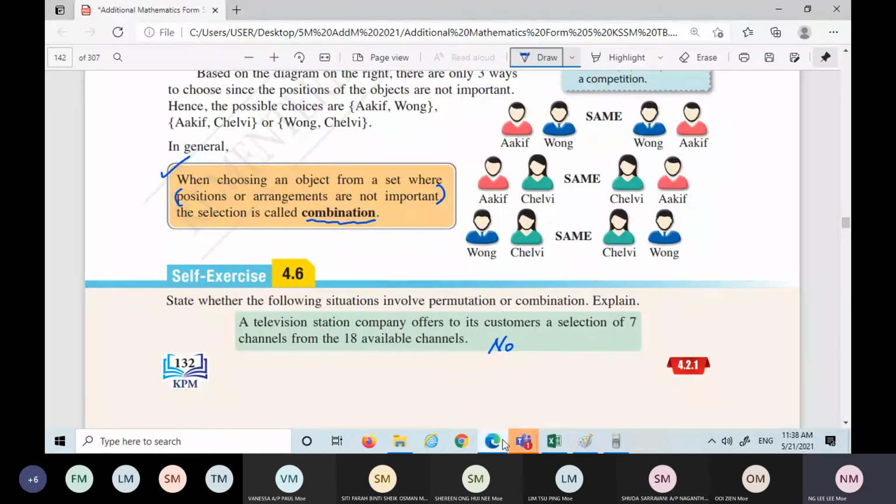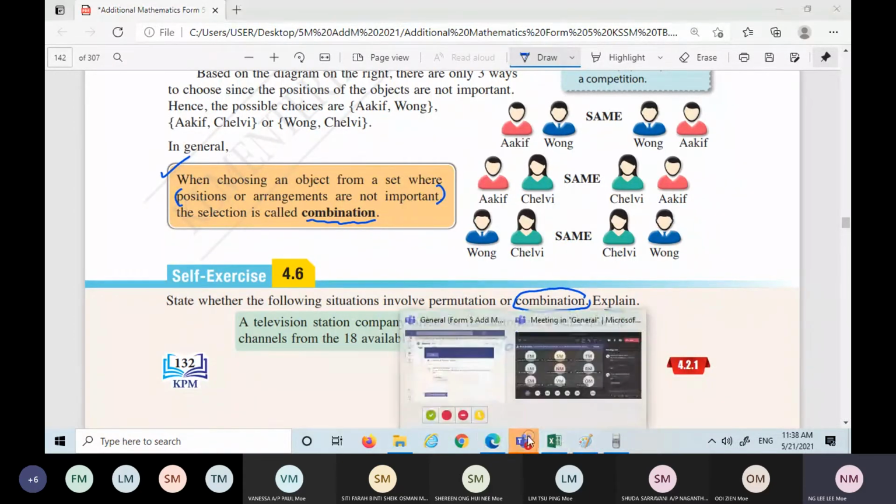Okay, we come back here. So this is combination. How to explain it: you just say the arrangement is not important.